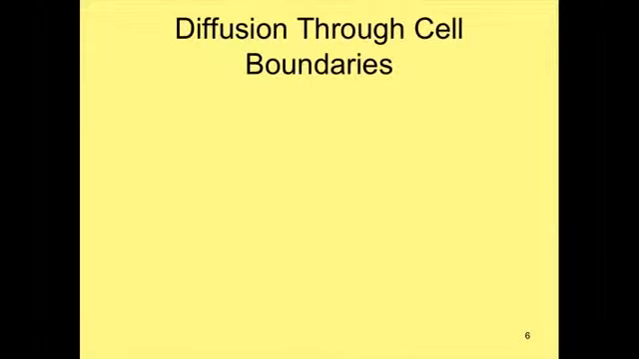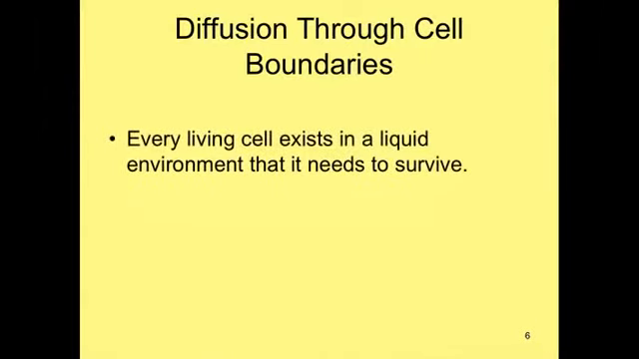So the next question would be, how does water move into and out of the cell, or oxygen or carbon dioxide? So how do things move across that cell membrane? Well, this particular section is going to talk about the various ways, there's more than one, that things move across the cell membrane. Every living cell exists in a liquid environment that it needs to survive.